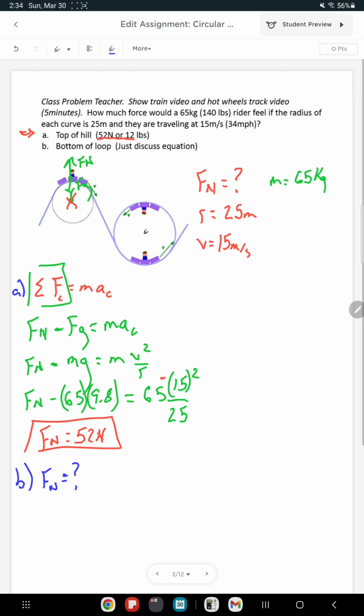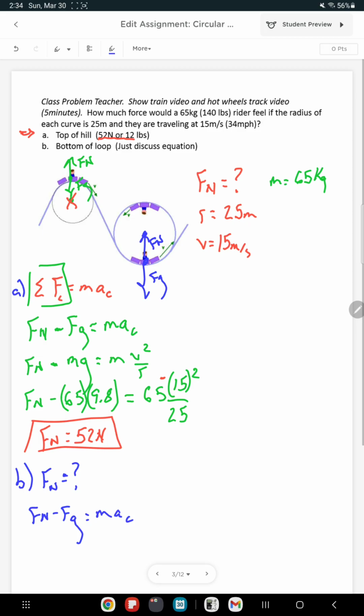Situation's a little different. Now the center of the circle is above us. Force-wise, though, it's still the same. Fg is pushing us down. The track is pushing us up towards the center of that circle. So it's still Fn minus Fg equals MAC. The only thing that's going to change is what's... so Fn minus Fg, that stayed the same. So that'll be identical to what we did above.